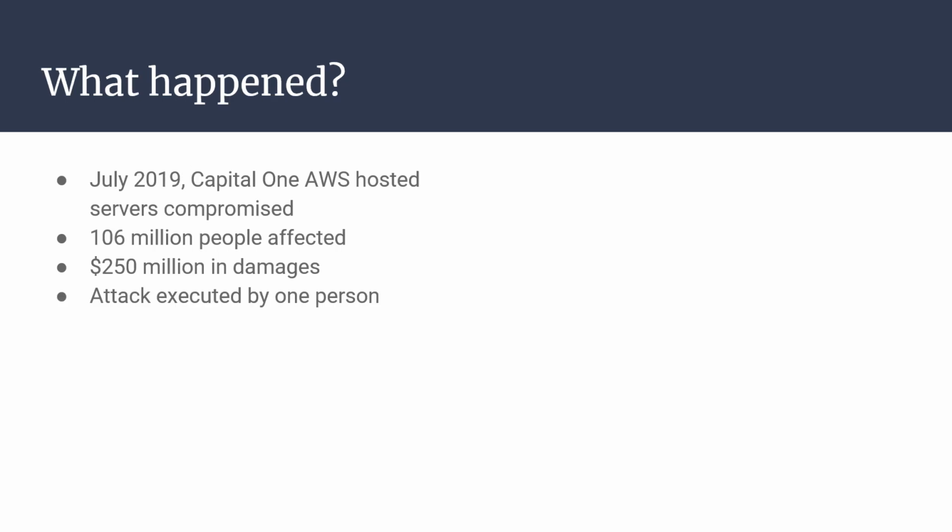So what exactly happened? Well, in July of 2019, Capital One announced to the public that an individual had gained access to their systems and obtained personal information that affected around 106 million people and caused about $250 million worth of damage. And this attack was actually planned and executed by just one single person. It was a software engineer by the name of Paige Thompson.